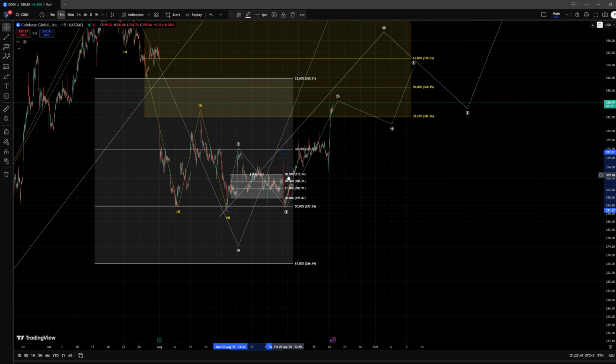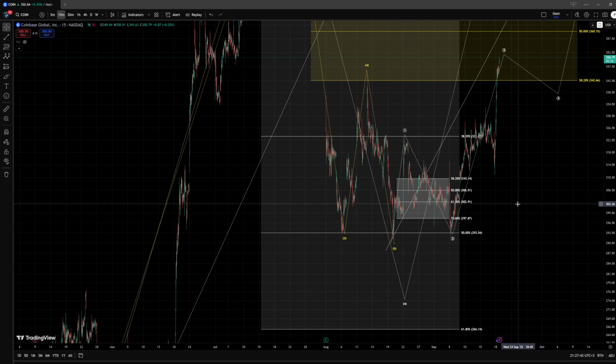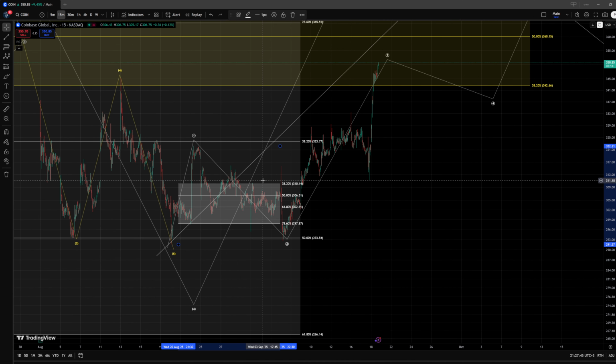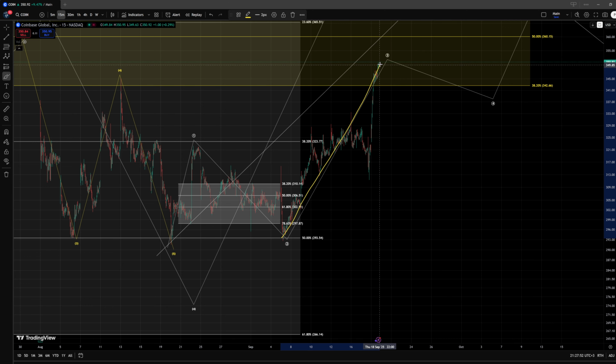And even though we didn't manage to hold the support that I provided in the previous video for a 1-2 setup, we still managed to push quite significantly higher in a third wave to the upside.